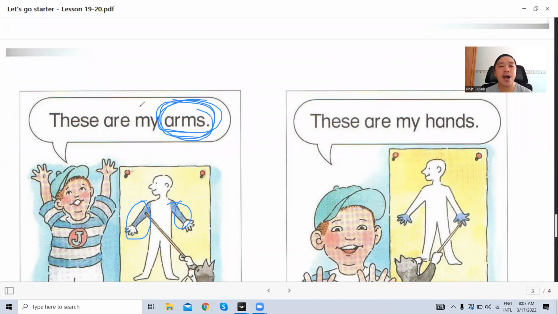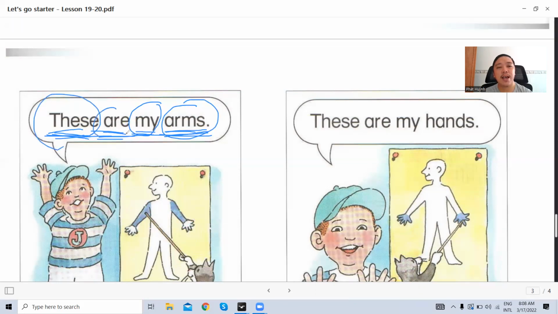Arms. Okay. My arms. What is my arms? My arms là gì các bạn? My arms, cánh tay, những cánh tay của tôi. So these are my arms. Đây, những cái này là hai cánh tay của tôi. Okay.